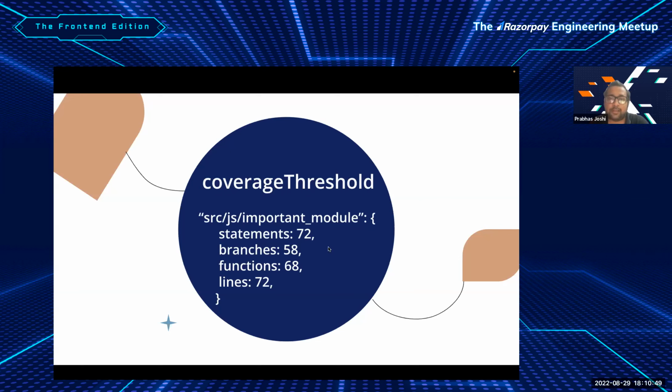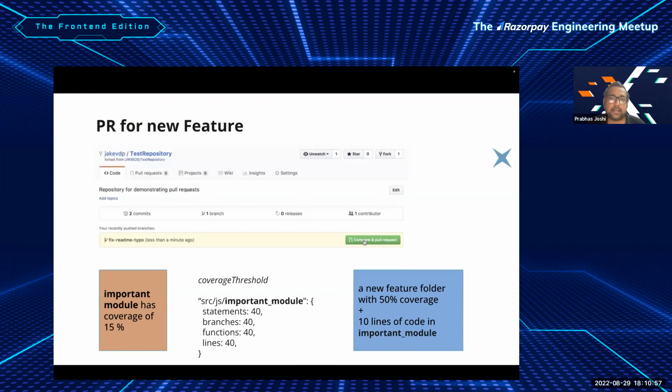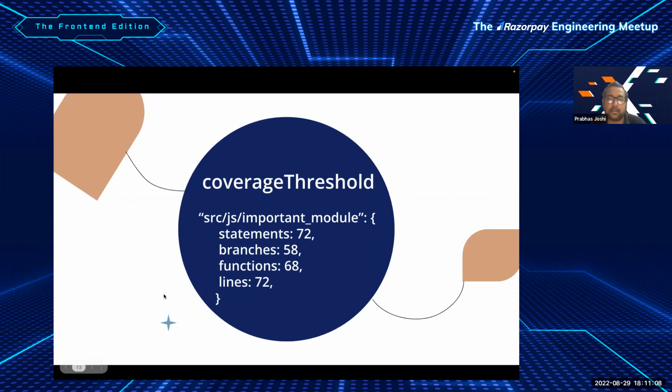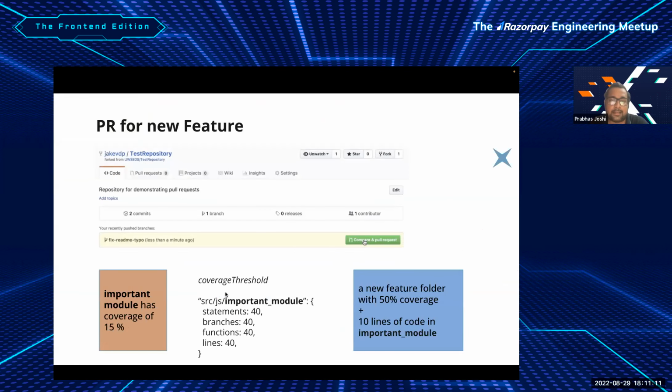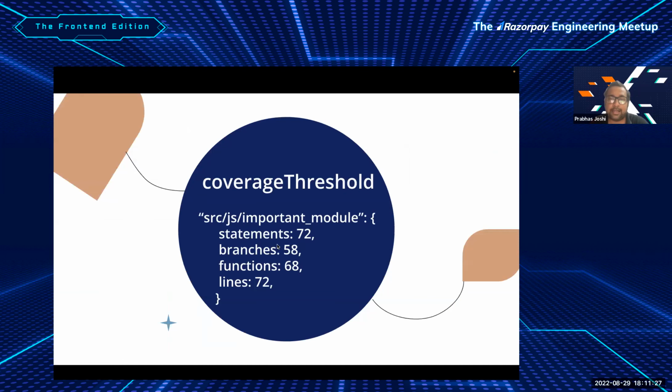Now, I am not a very big fan of coverage threshold because of my journey to other better alternatives. Let's see what the problem is with coverage threshold, right? So let's say we have raised a PR, right? Very, very common thing. We all write features across multiple repos, back and front end, and we raise PRs, right? So let's assume that the important module that I just showed here is at 15% coverage, right? And somebody has set the coverage threshold to 40 across all the things, right? And I have written a new feature which is 50% covered, which is in a new folder, and which has just 10 lines of code in the older module, right? So I have touched this module. I have added 10 lines of code in this module, right?